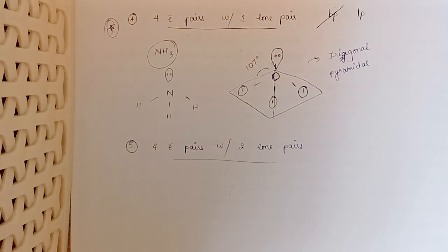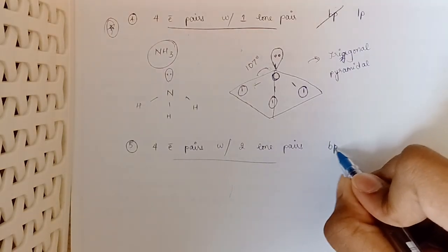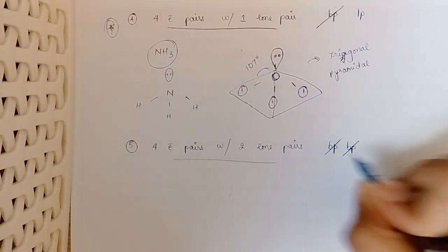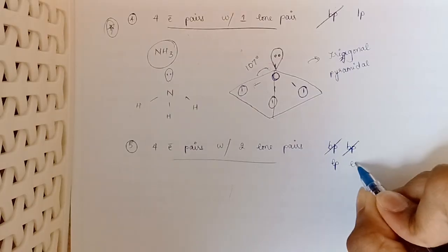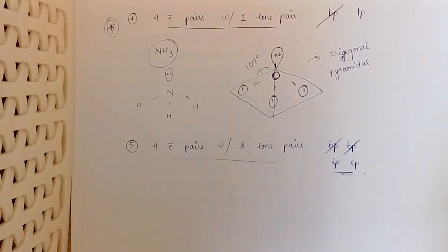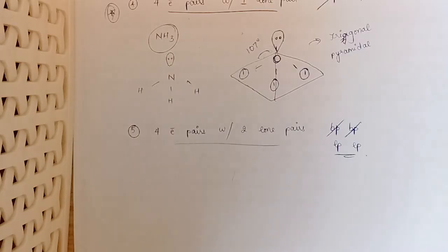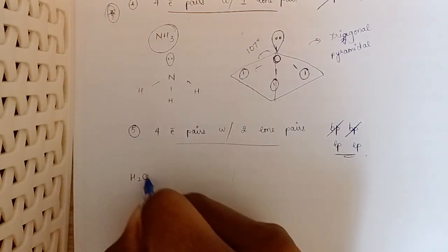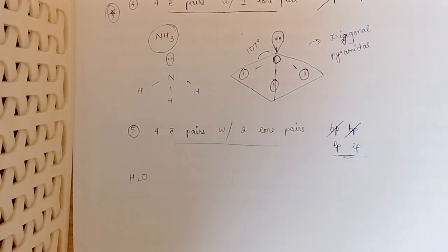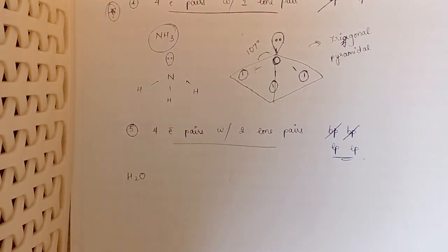Now what happens when 4 electron pairs are there with 2 lone pairs? That is, now 2 bond pairs are replaced by 2 lone pairs. So that is the simple meaning. So what happens over here? We are replacing another bond pair with a lone pair. So a common example is H2O, water. So the molecular shape becomes bent or angular.